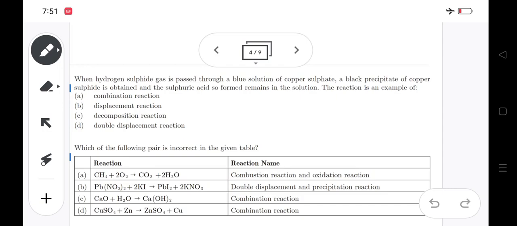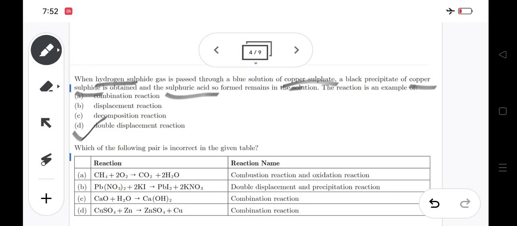In this reaction, the two reactants are compounds, hydrogen sulfide and copper sulfate. Then finally they become copper sulfide and hydrogen sulfate, that is sulfuric acid. So here exchange of ions takes place. A reaction in which reactants exchange their ions to form new products is known as a double displacement reaction. So option D is the correct answer.